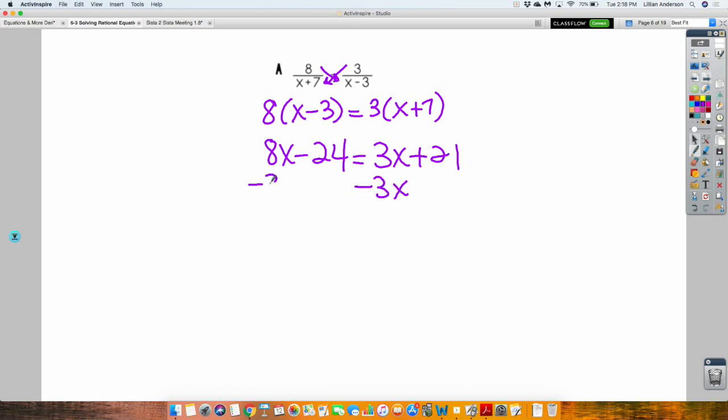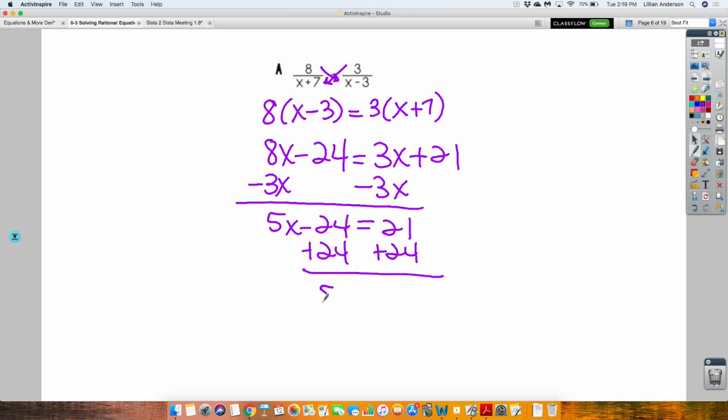Get your variables on one side. Get everything else on the other side. And then in this case, divide by 5, and x equals 9. You can always check your solution by what? Plugging it in. Anytime you're solving any type of equation, you can always check your solution by plugging in.